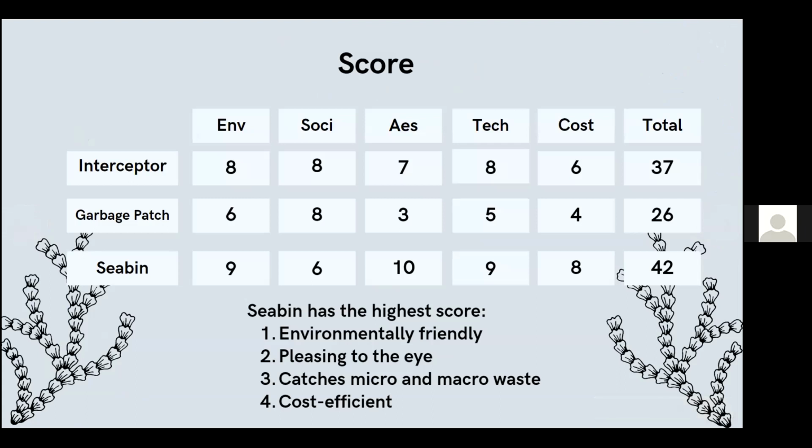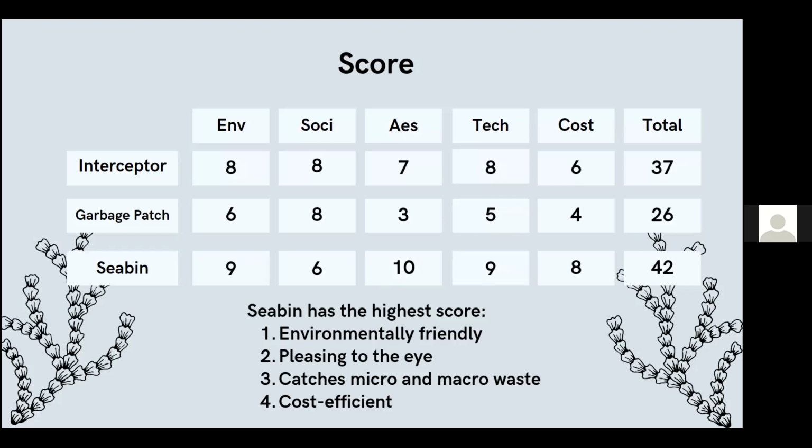As you can see, the Seabin has the highest score because first, it is environmentally friendly. Why? The materials are rust resistant, so it will not contaminate the water. Second, it is pleasing to the eye because the Seabin is made of high modern quality so that it has high aesthetic value. Third, it catches micro and macro waste because the Seabin is able to catch 2 millimeter length plastic fragments and also collects up to 20,000 plastic bottles every year.